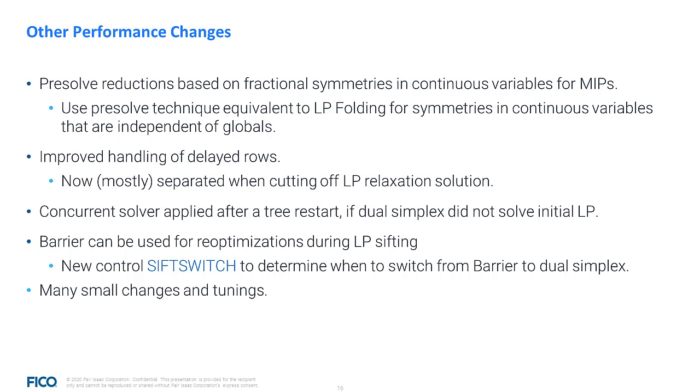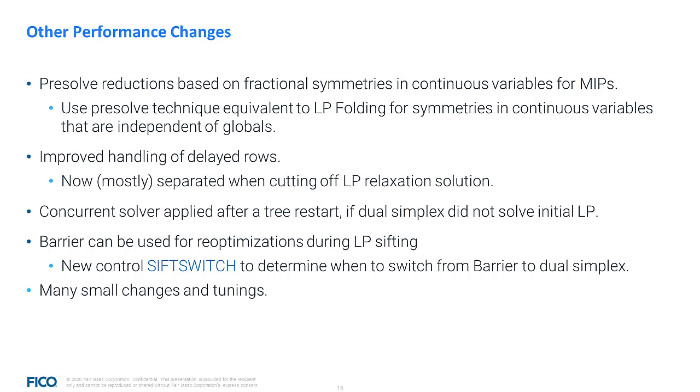As you can imagine, there are many more small improvements, and I can only list a few of them. One is the use of fractional symmetries in pre-solve reductions for continuous variables in MIPs. We essentially take our LP folding idea for continuous problems and put it into the pre-solver for MIPs. Another improvement regards delayed rows, which are now added to the problem immediately as soon as they are violated by the LP relaxation solution, and not only by a candidate integer solution.